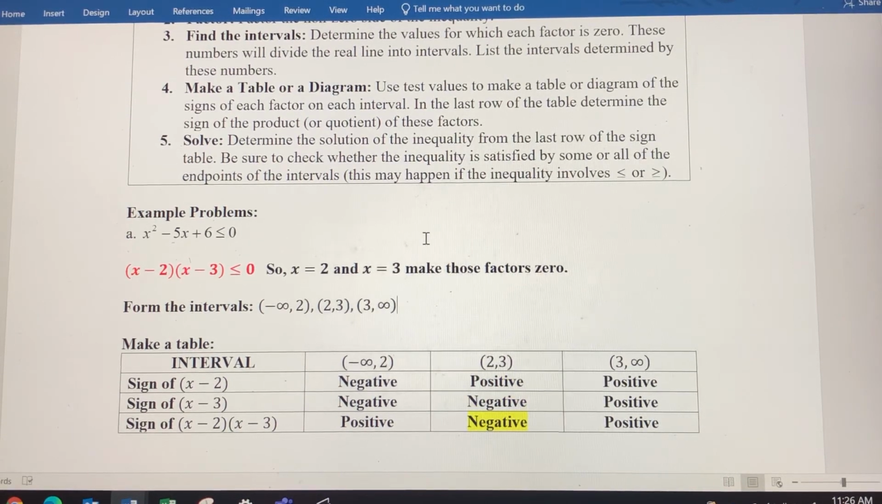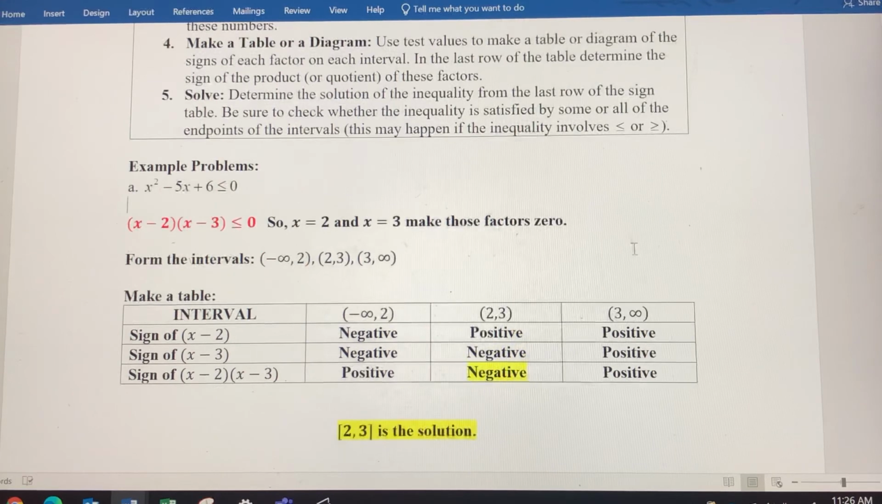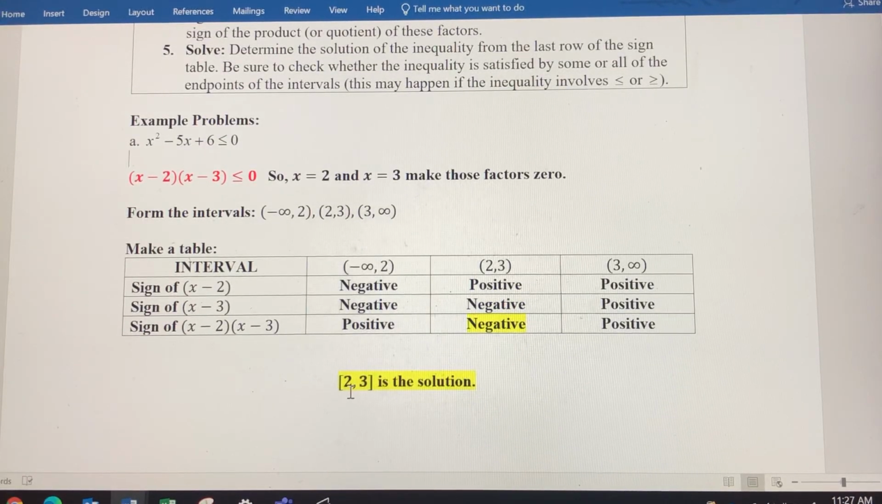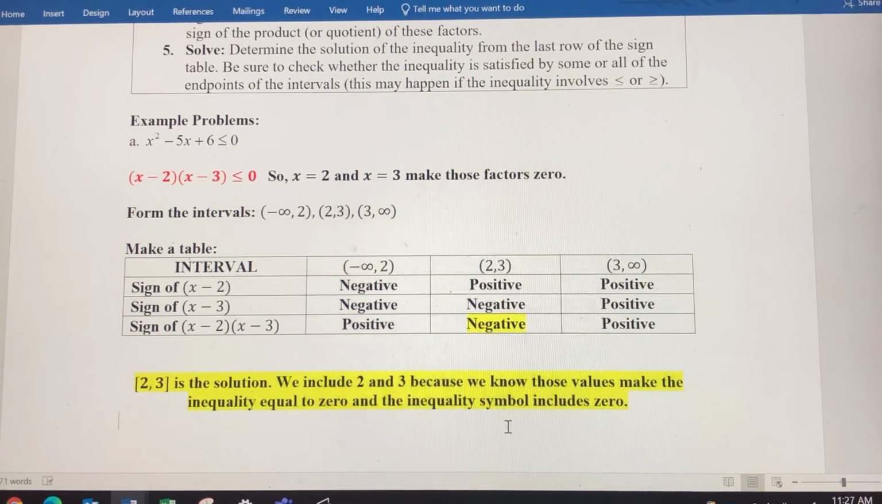Okay, so I'm not all the way done yet though, because for this interval, 2 to 3, I needed to know, does 2 count as part of the solution, and does 3 count as part of the solution? In this case, my answer is going to be the interval from 2 to 3 inclusive. It includes 2 and it includes 3 because my inequality symbol has the or equal to part. If I plug in 2, I get exactly 0. If I plug in 3 into this original quadratic, I get exactly 0. So 2 and 3 both need to be included in my solution.